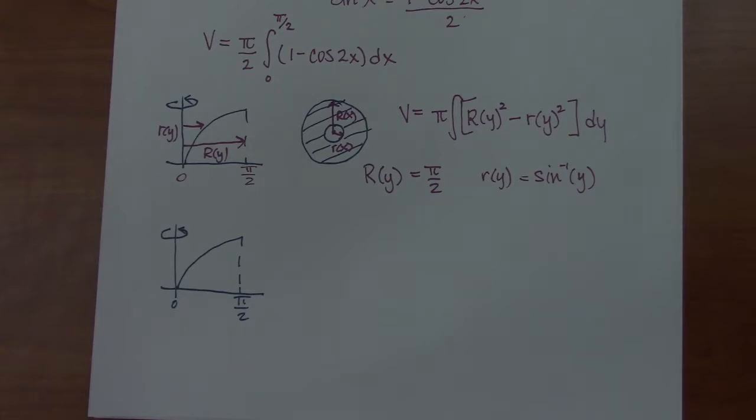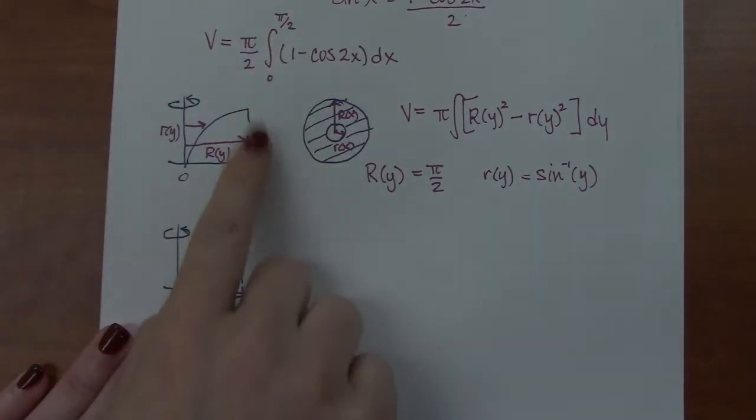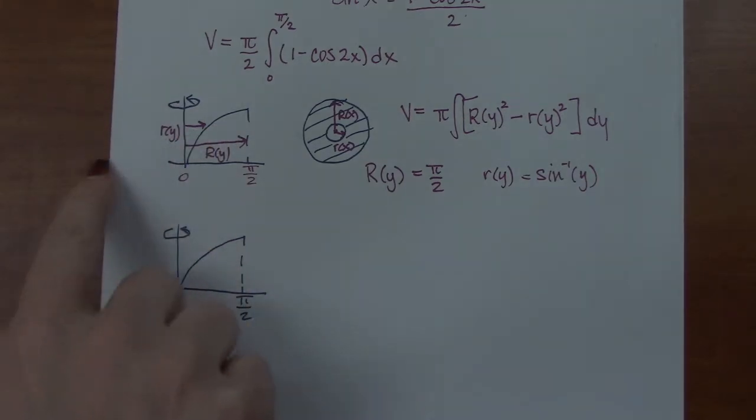All right, so what does the shell method do? What you've got to think about is, have you guys ever seen Russian nesting dolls? You pop the head off, there's another doll inside, another doll inside. Where the disk method was slicing across this way, we were adding up the areas of all the little circles we were creating.